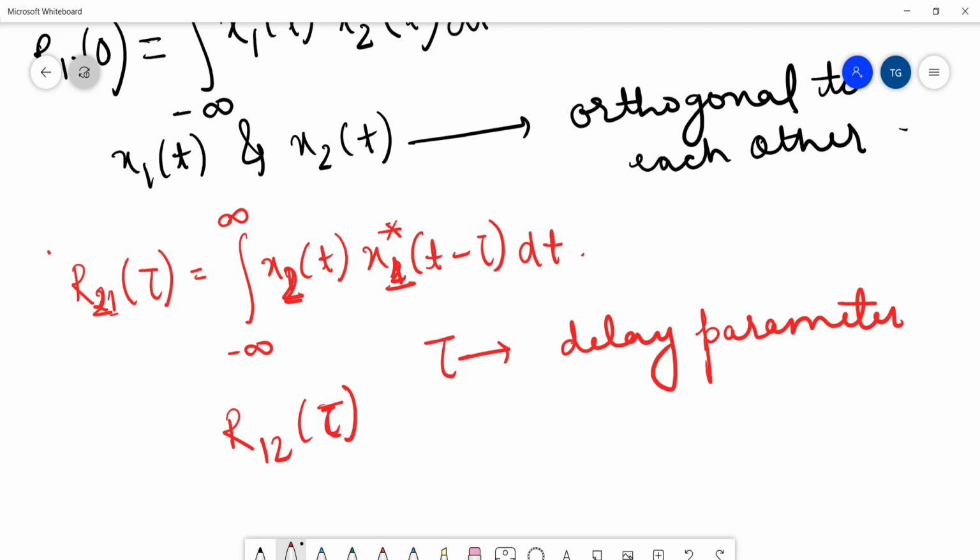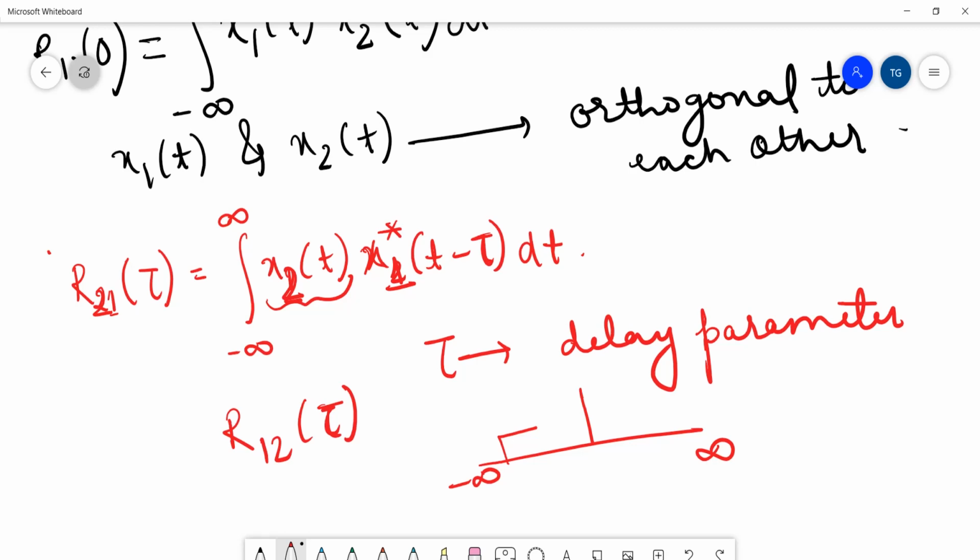Or scanning parameter, because when we change this variable, it will change this x1 or x2, whatever it is. So the time will get shifted from minus infinity to infinity. So it is also known as scanning, because it will scan that signal to find the similarity with the other signal. So it is also known as a scanning parameter or the searching parameter.